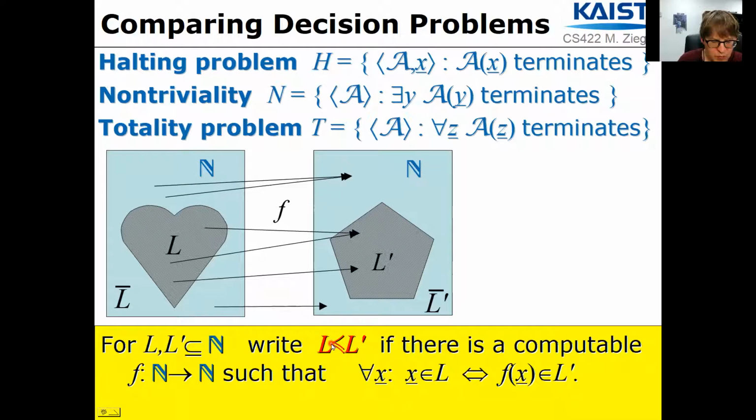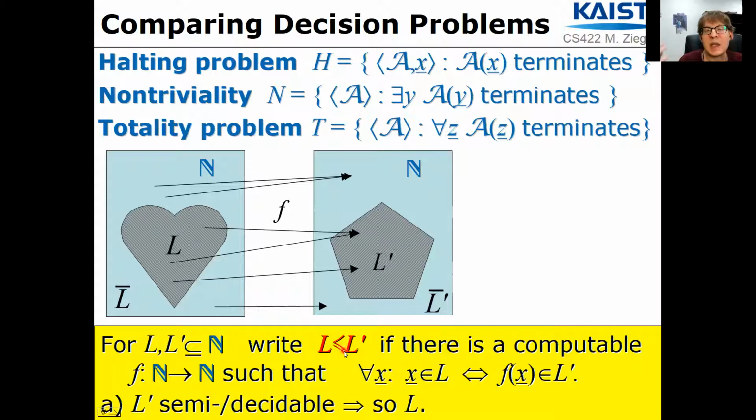And why is that a good definition? Why does that capture the intuition that L is at most as difficult as L prime computationally? Because if L prime is decidable or semi-decidable, then it follows that also L is decidable or semi-decidable. This is what we expect from such a relation, that it respects decidability and that it respects semi-decidability. So let's prove that statement.